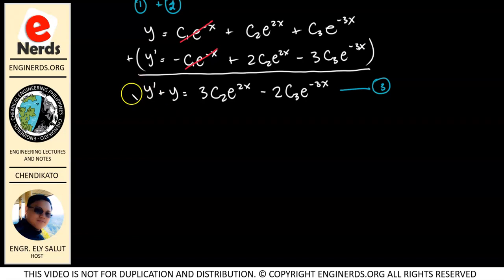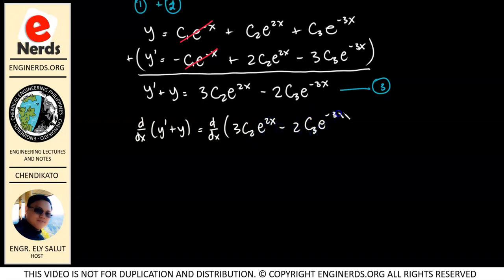So, here we can actually get the derivative of this. So, itong buong equation 3 natin. As I said earlier, we might need to get 3 derivatives here dahil meron tayong 3 arbitrary constant. So, now let us get the derivative na itong equation number 3. Okay, so we will take d over dx of y prime plus y and the derivative of 3c2e to the 2x minus 2c3e to the negative 3x.